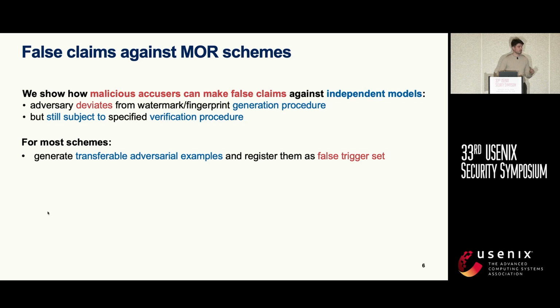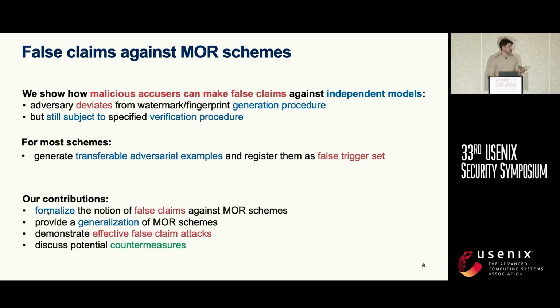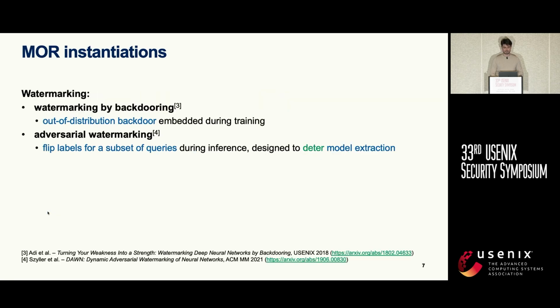So in this work, we show that malicious accusers can make false claims against independent models. The adversary deviates from the watermark or fingerprint generation procedure, but is still subject to the specified verification procedure. And long story short, for most schemes, we effectively generate transferable adversarial examples and register them as a false trigger. So our contributions: we formalize the notion of false claims, we provide the generalization, we demonstrate the effectiveness, and we discuss some potential countermeasures towards the end.